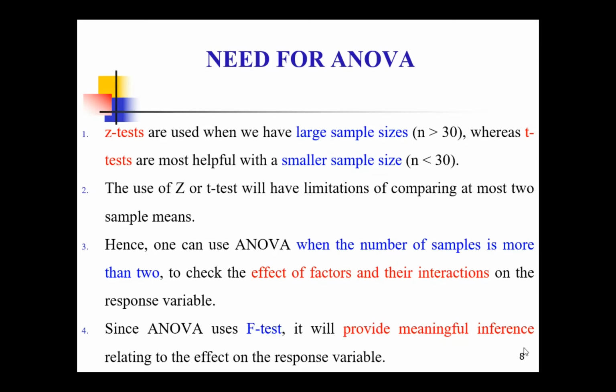The F test is the Fisher test. In statistics, everybody knows the Fisher test. So we are going to use this Fisher test to provide and interpret meaningful inferences that relate to the effect of the input variables on the response variable. The response variable may be surface roughness, metal removal rate, flank wear, likewise.